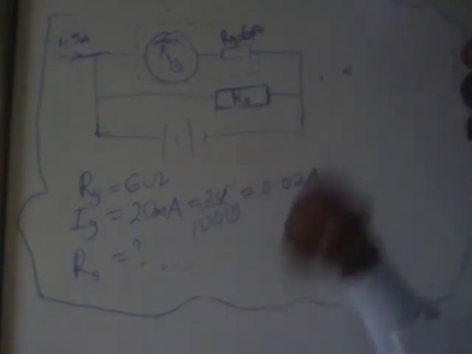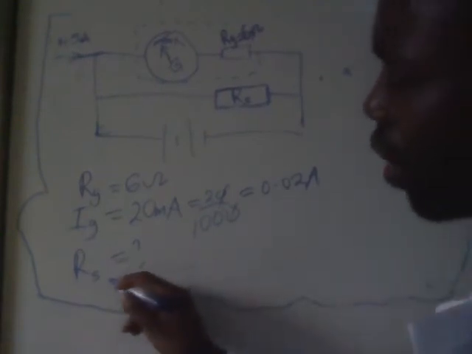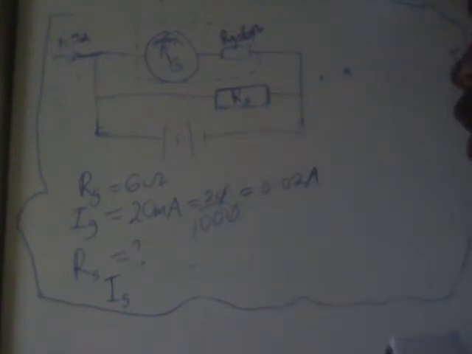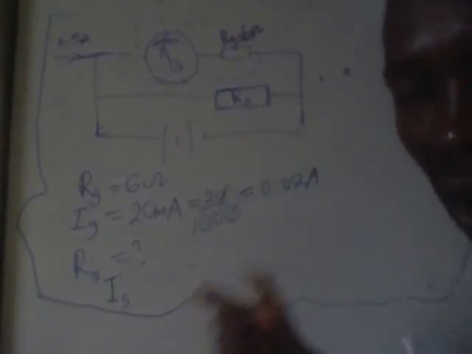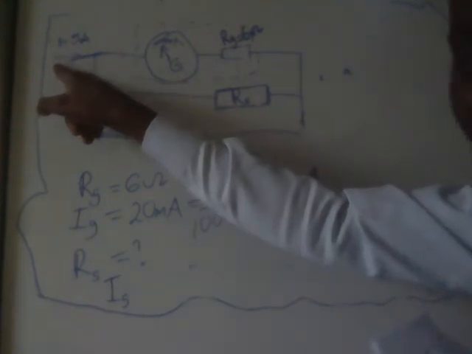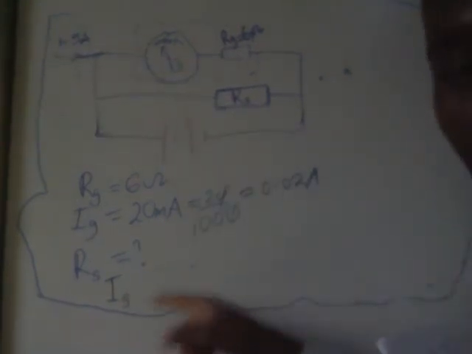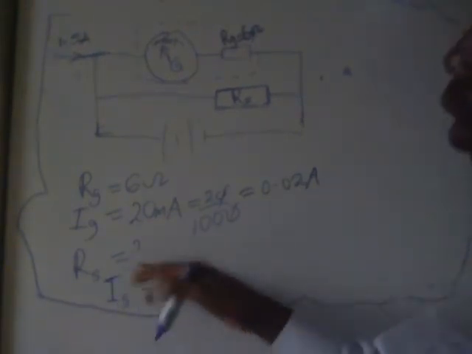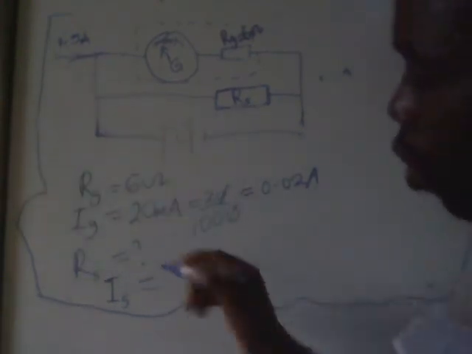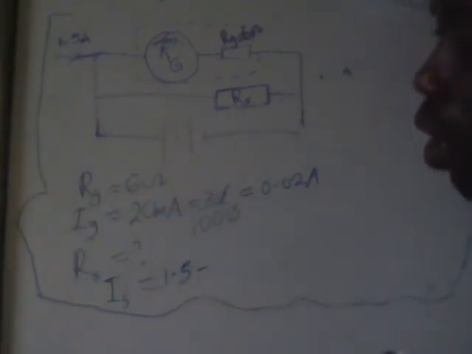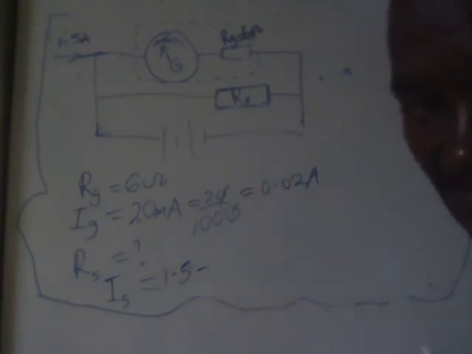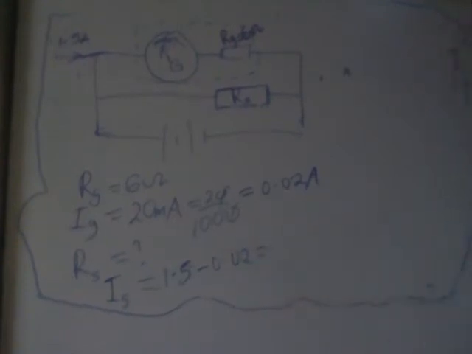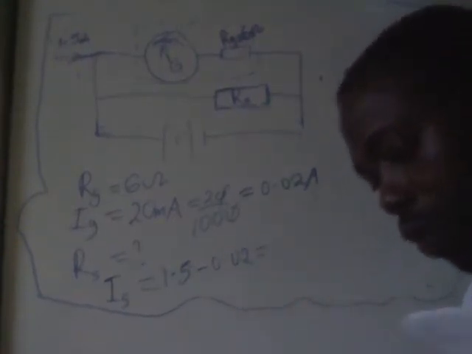So the current of the shunt will now be obtained by subtracting the maximum current of the galvanometer from the incoming current, 1.5. The current of the shunt, represented by I subscript S, is the current that I want to measure, 1.5, minus the maximum current of the galvanometer, which cannot be exceeded, 0.02. So that is the current of the shunt.